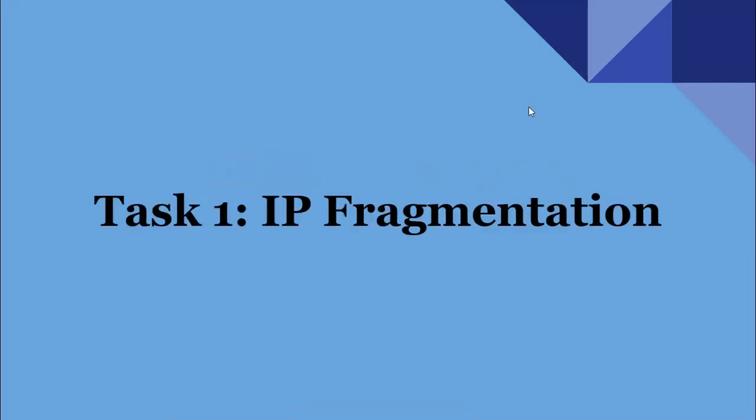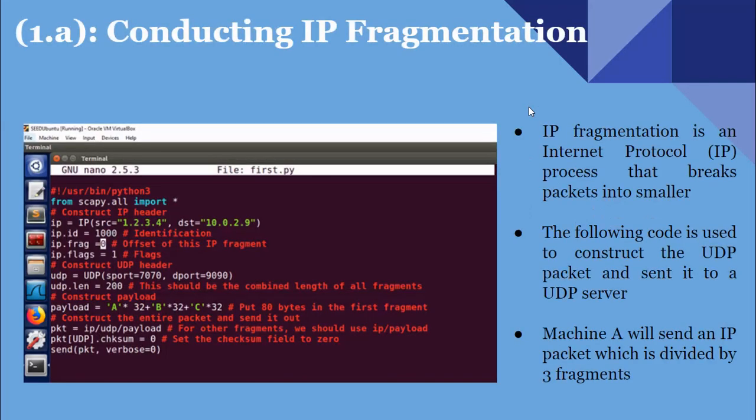Task one is IP fragmentation. IP fragmentation is an Internet protocol process that breaks a packet into smaller ones. The following code is used to construct the UDP packet and send it to the UDP server. In this task we use two VMs, machine A and machine B. Machine A will send an IP packet which is divided into 3 fragments, so we divide one packet into 3 fragments to send to machine B. So this is the code.